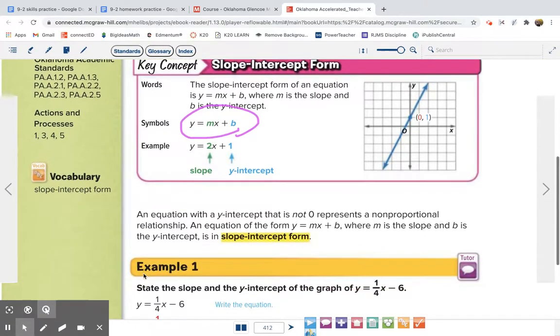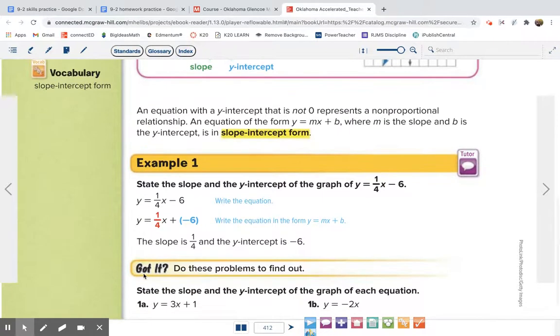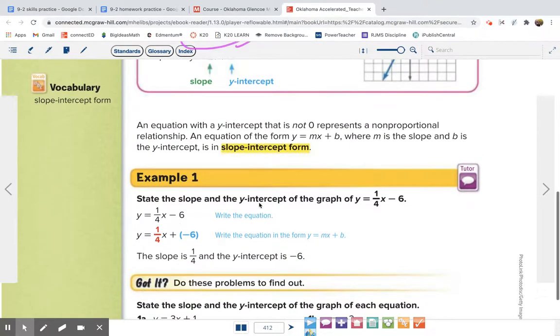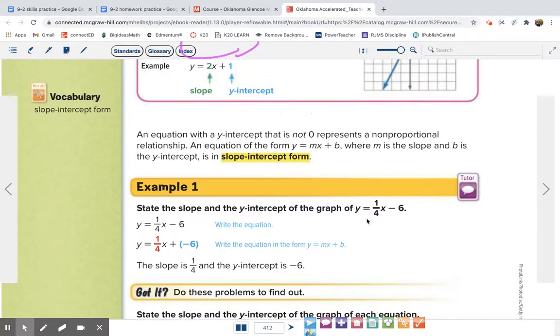So this first example just says state the slope and the y-intercept of the graph of y equals 1/4 x minus 6. Now we don't have to graph it. It just means of this equation, if you were to graph it, what is your slope and your y-intercept? So we look, it's already in that form. That's the first thing you have to check. Is it in y equals mx plus b form? And it is. That could technically say plus -6. So it's in the right form.